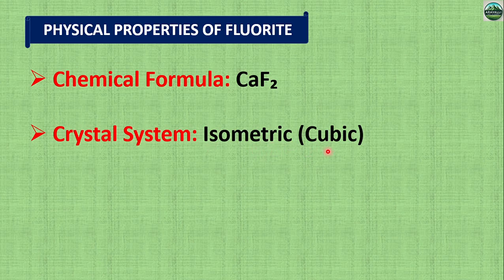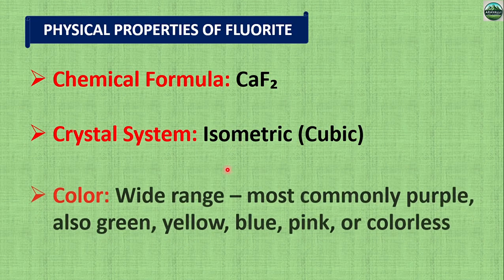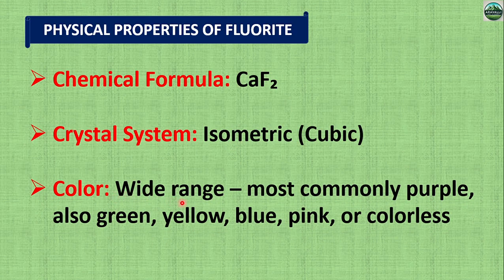Fluorite crystallizes in the cubic crystal system, and this is also known as isometric. Color depends on the impurities, but mostly pure fluorite is colorless. Okay, but color depends on the impurities. So in this slide, chemical composition is important, as well as the crystal system.